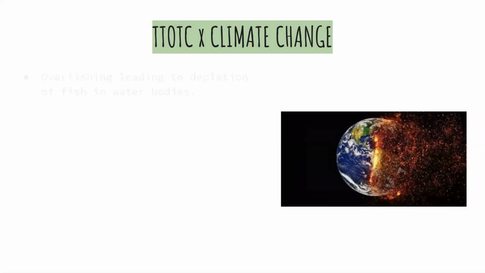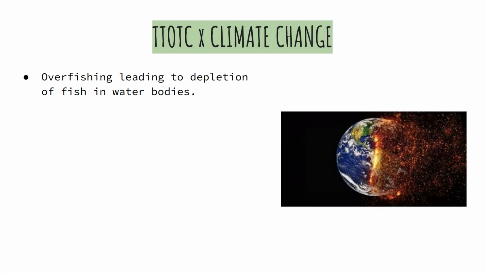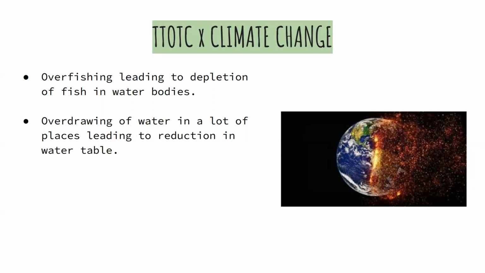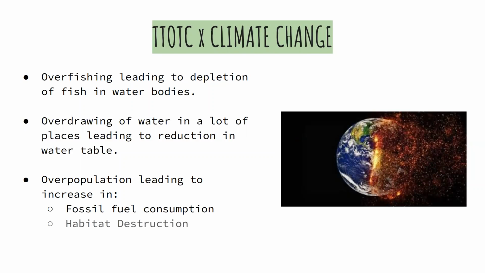Now, another crazy thing is that of climate change. We are all going through a phase where the climate of the earth has been heating up for the last few decades, and this has been a chain effect which partly is due to the tragedy of the commons. For example, more fish was being fished from all of these water bodies, and this overfishing leads to depletion of fish, spoiling the ecology of that water body. Now water is being overdrawn in a lot of places, and people tend to have wasted water all through these years, which has led to a huge reduction in the water table. Overpopulation due to various factors has been a leading cause for increase in fossil fuel consumption and habitat destruction.